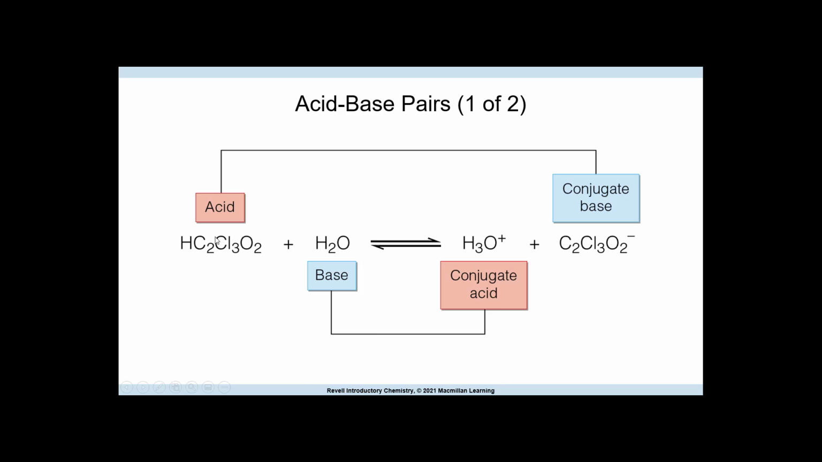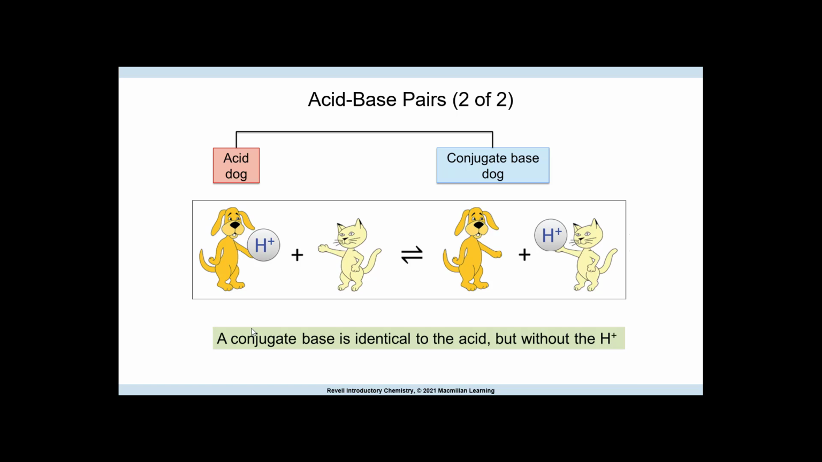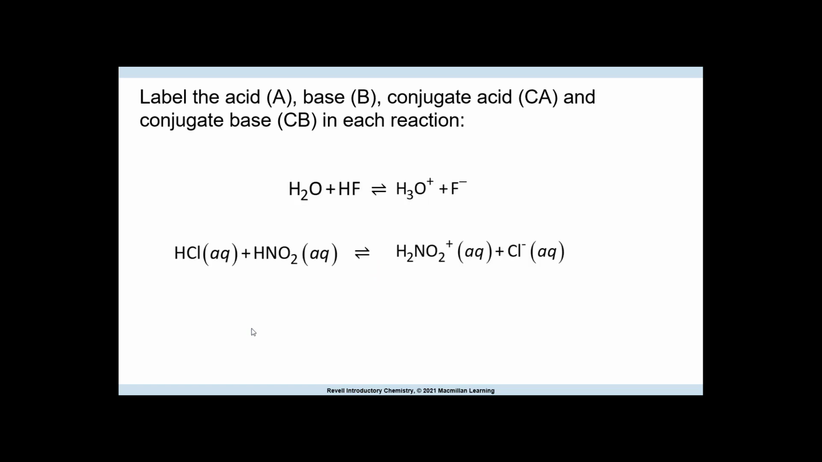Acid-base pairs. So we can see, once you see one, you can find the other. They have to have the same species. So you can't say this is an acid and this is a base if they don't have the same foundational compound. They have to have the same foundational compound. So same as this, the dog and the dog go together. The cat and the cat go together. The difference is where is the proton.